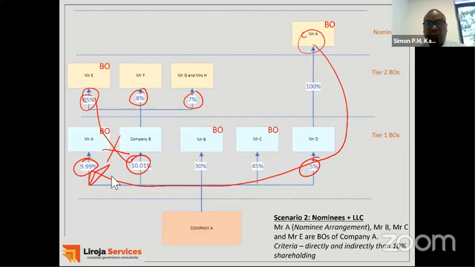So Mrs. E with 85% shareholding in company B is an indirect BO of our company A by virtue of being the BO or the controlling person of company B. So you're right, yes, they're indirect. You will then put them behind the shareholding in company A.